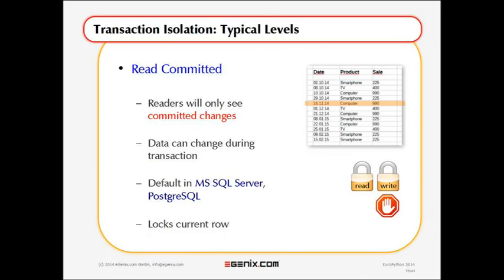Then the next level is read committed. This is the default level in most database applications. So when you open your connection, you will usually get this isolation level. This isolation level basically says you're only going to see changes that were committed to the database. Now, you can still see changes that were made while you're running your current transaction. So if some other process commits while you're running your transaction, you will still see those. But you will not see any uncommitted things from other processes.